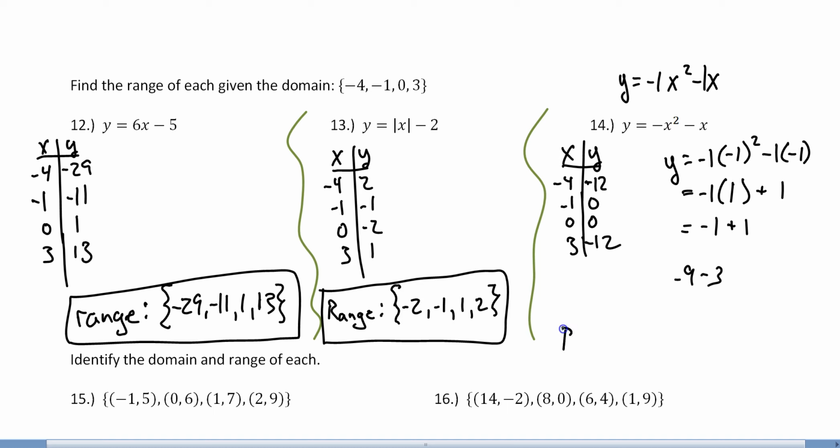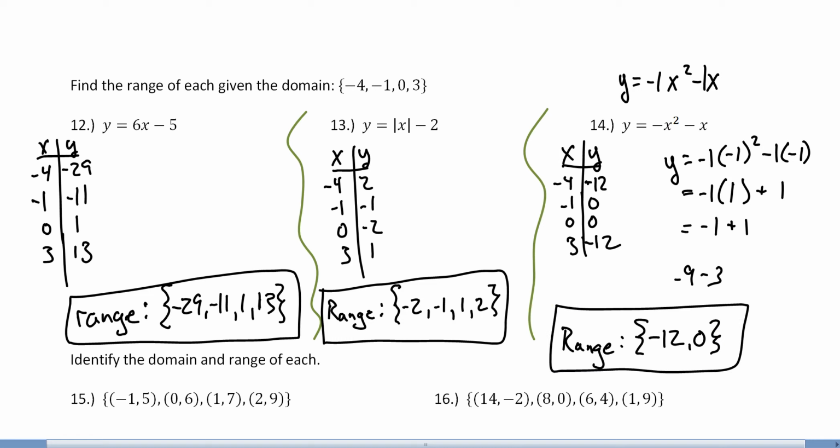All right. So again, when I write my range values, and because some of the values are repeated, I just have a -12 and a 0. I don't write repeated values. I just say this is what's represented, and that's it.